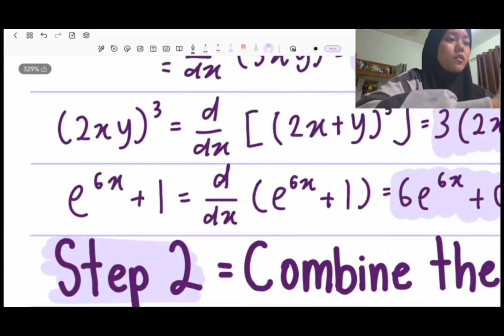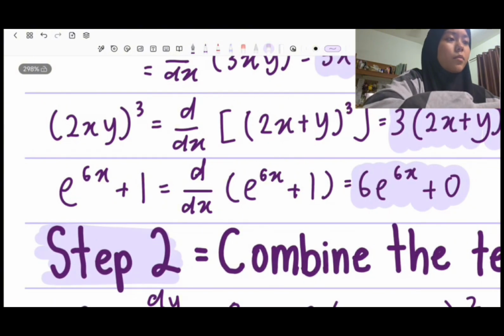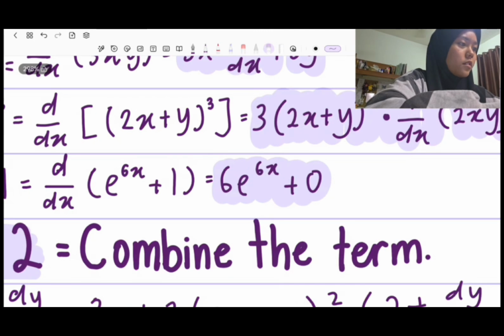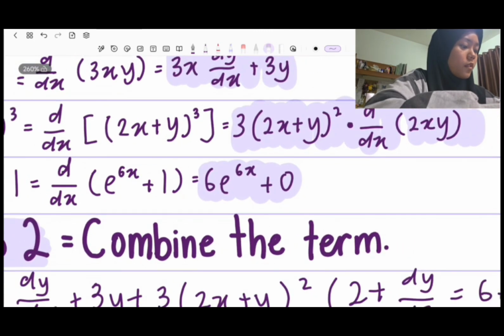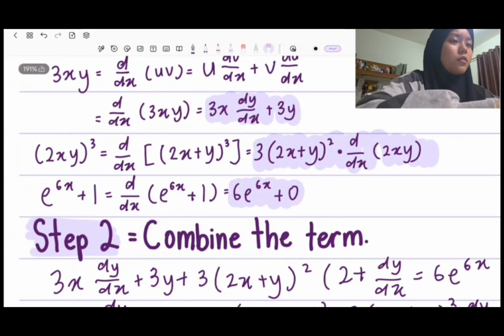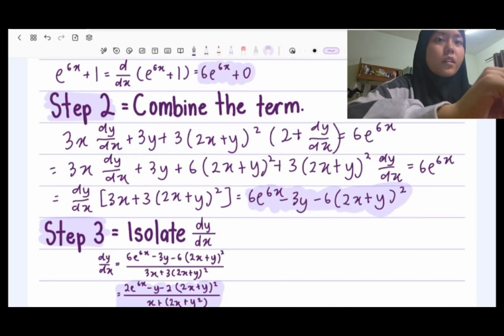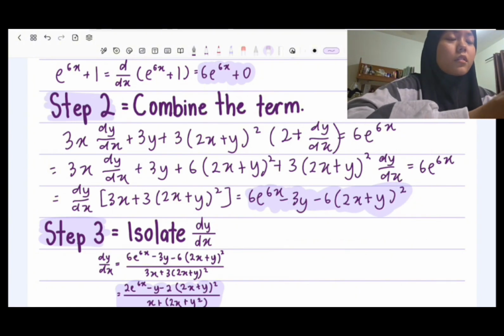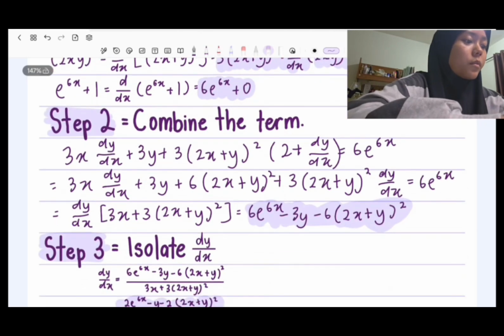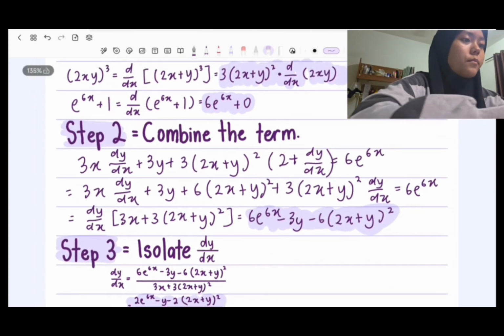The last term, which is e to the power of 6x plus 1, the derivative of e6x is 6e to the power of 6x, and the derivative of the constant 1 is simply 0. So this is the final differentiation of e to the power of 6x plus 1. Next is step 2. We need to combine all the terms back together, just like the question given. We just need to bring all the pieces back together into one equation.